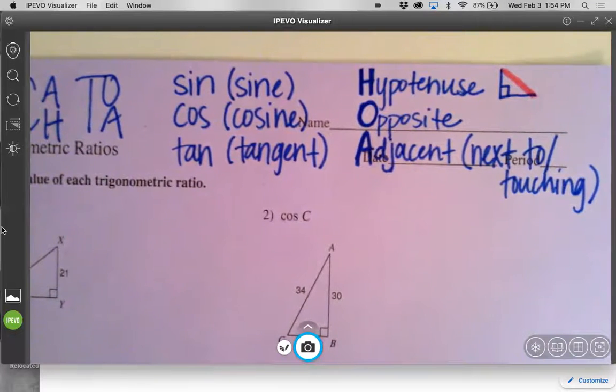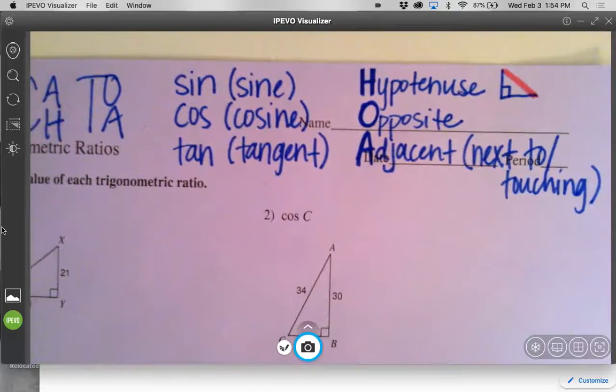So the opposite and the adjacent, they're not like the hypotenuse. They're not anchored in place. They're going to move a little bit depending on which angle of the triangle you are using. So the first thing we're going to do is go and label the hypotenuse, the opposite, and the adjacent on a couple of these triangles just to make sure we can identify them well.